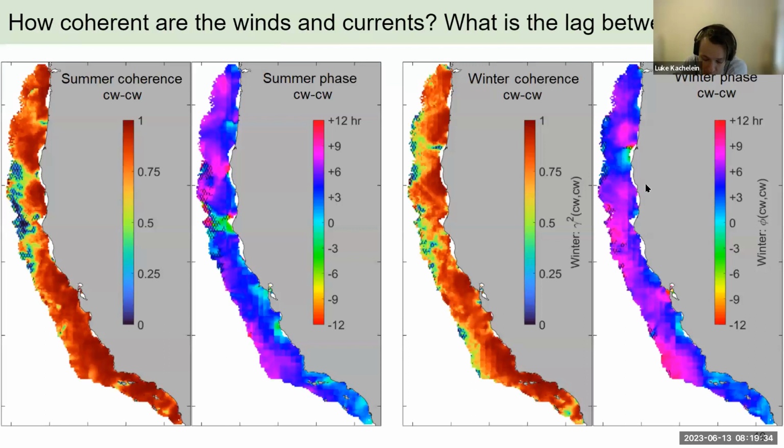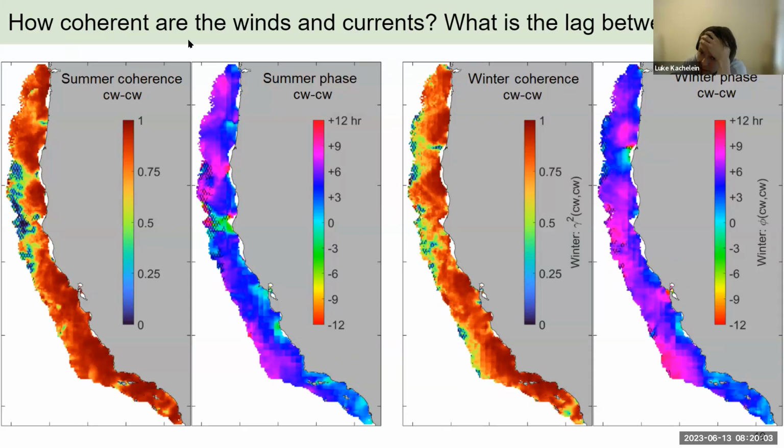We're going to ignore the cross terms because we don't expect there to be much physical relevance to them, and from the analogous plots there's not very much going on. Instead, we're going to look at the coherence of just the clockwise terms with each other, because both the winds and the currents are strongly clockwise polarized in the northern hemisphere. It's the 24-hour cycle, so it's not too surprising.